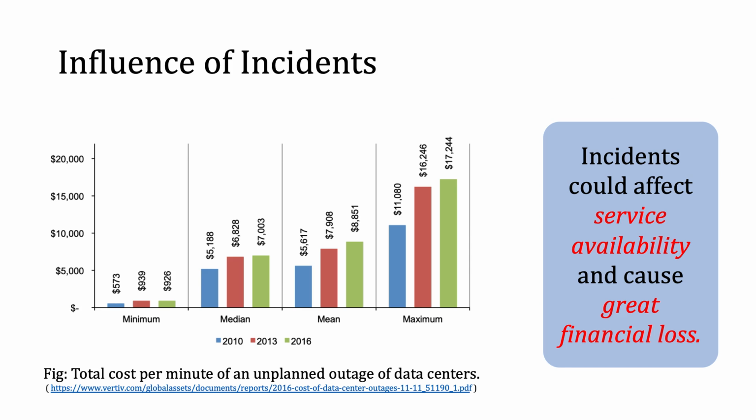In fact, incidents not only affect service availability, but may also cause great financial loss. This figure shows the cost per minute of an unplanned outage of data centers. As reported, the average cost per minute of an incident can be up to more than $8,000. As a result, it's critical to mitigate incidents as soon as possible.